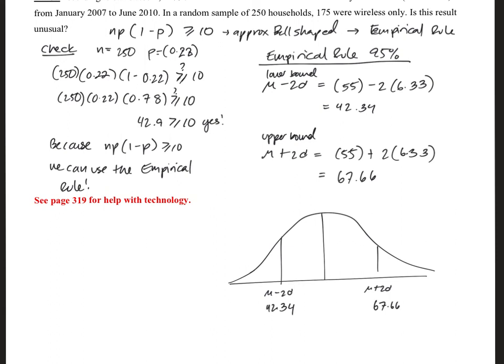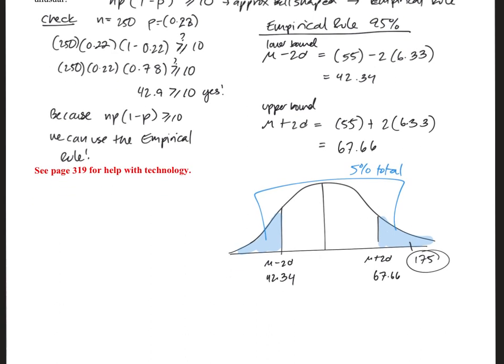So anything that falls outside of these would be considered unusual, because those would be falling outside of the 95%, or those would be falling within the 5% total. So what was my observation? I was looking at 175 were wireless only. Where does that value fall? Well, that one falls all the way out here. That's 175, somewhere out there. That is definitely outside of what we would consider the normal range, because it falls in the 5%. So our answer would be, and I'm totally running out of space here with my diagram, what would the answer be?